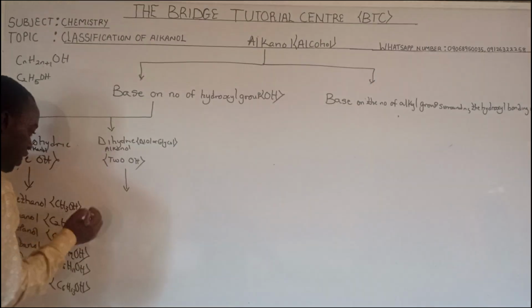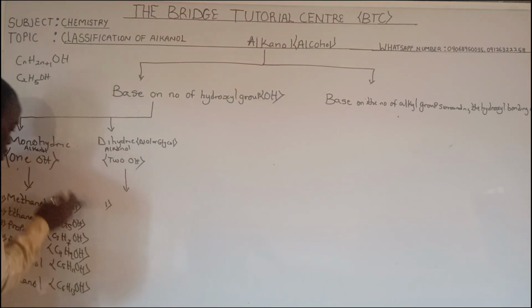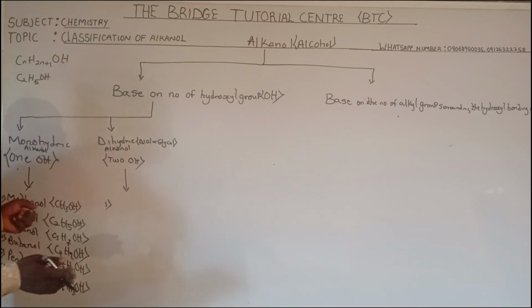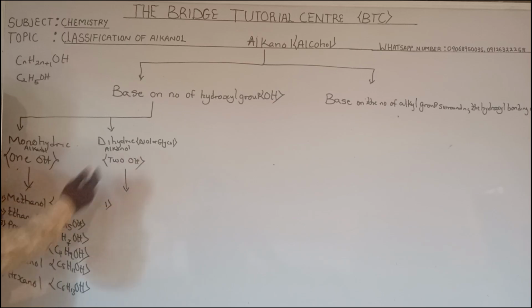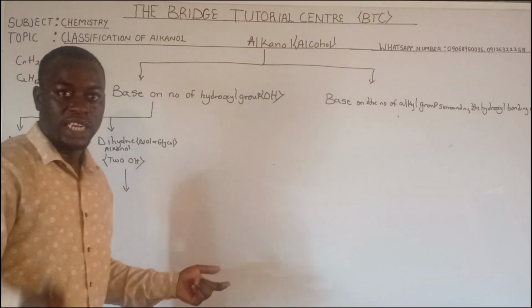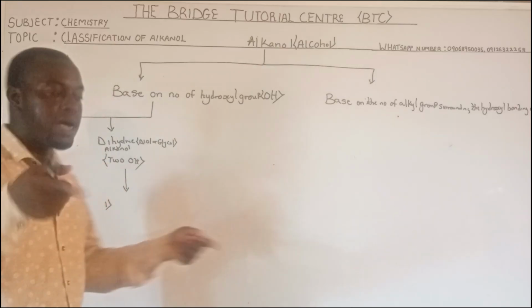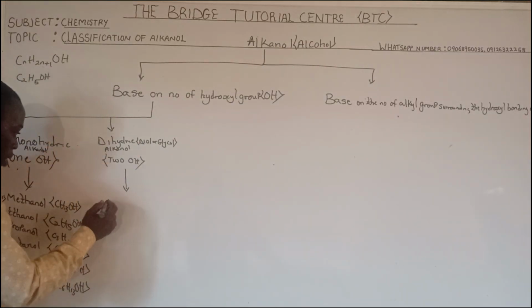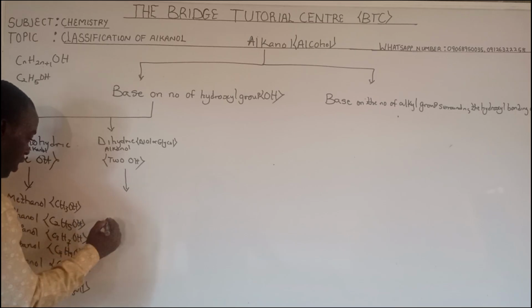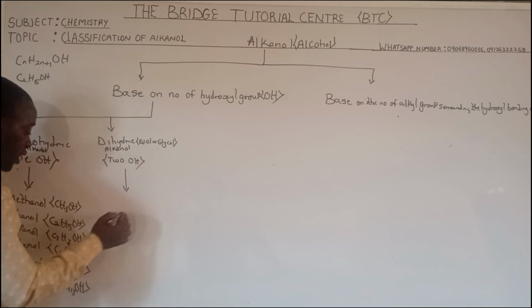So let us take a look at examples of dihydric. We have the first example. We can't have methanol there, I mean the first member, because when we are talking about dihydric, there has to be 2 OH, and the OH has to attach to a carbon, so it must have more than 1 carbon. So we are starting with the second member. Example 1 for dihydric.